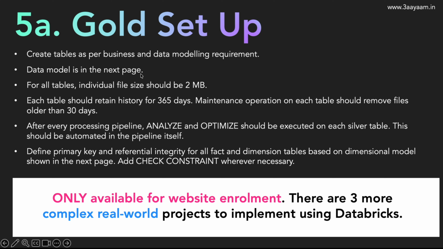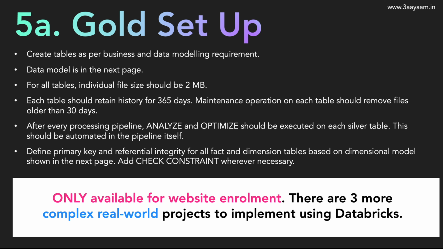So the data model is in the next page. And here, for all tables, the individual file size should be 2 megabytes minimum. The reason is that the record size or the number of rows would typically be lesser in the gold layer. That's why I'm reducing the size here. And each table should retain history for 365 days, but the maintenance operation on each table should remove files older than 30 days. You can change it also. You can make it 6 days and 3 days. I have just shown you using 365 and 30, but obviously if you want to test something, you can reduce these history retention days and maintenance days to lesser numbers also.